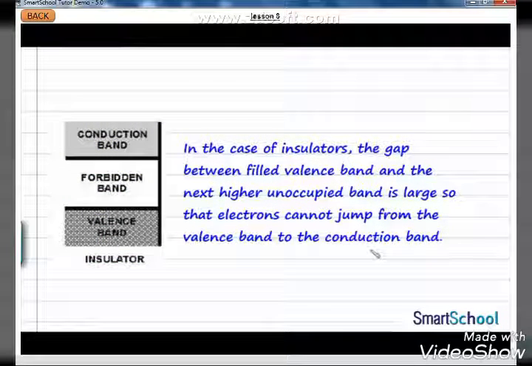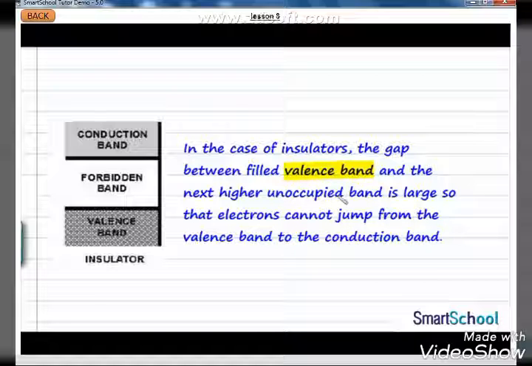After understanding the case of metals, let us look at the energy band diagram of insulators. In case of insulators, the gap between the valence band and the next higher unoccupied band is large, so that electrons cannot jump from the valence band to the conduction band. So this is the energy band diagram of an insulator, and here we can see that energy gap between the valence band and the conduction band is quite high, and this energy gap is known as the forbidden gap. So due to such large gap, electrons are not able to jump from the valence band to conduction band and constitute conduction of electric current.